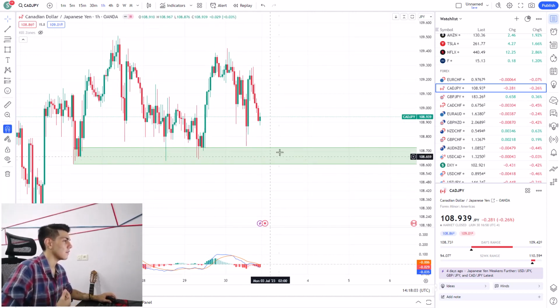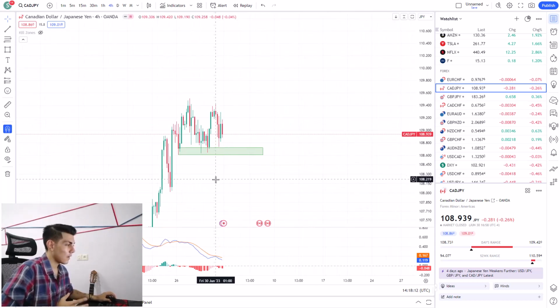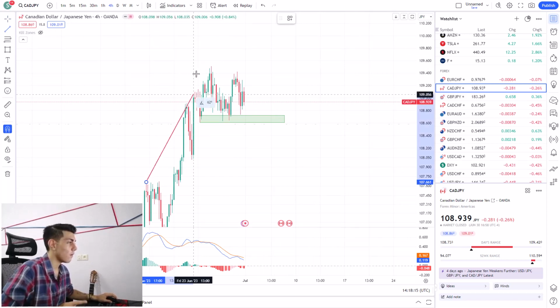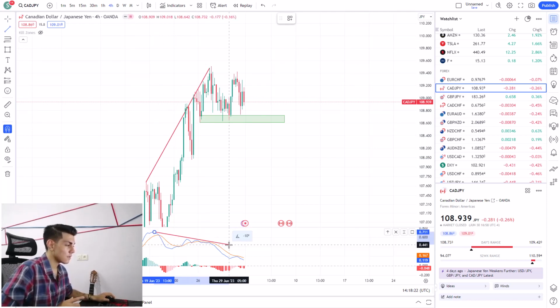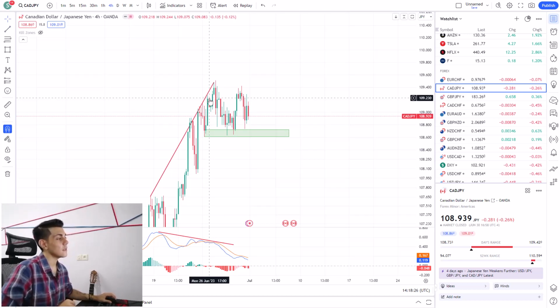And now that I'm looking at the 4 hour time frame, I am seeing some signs that this one might fall as well, because the MACD is showing a confirmation of a bearish divergence, and this divergence is actually going to help our theory of this currency falling.